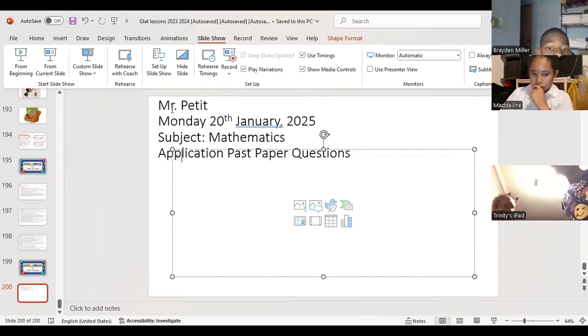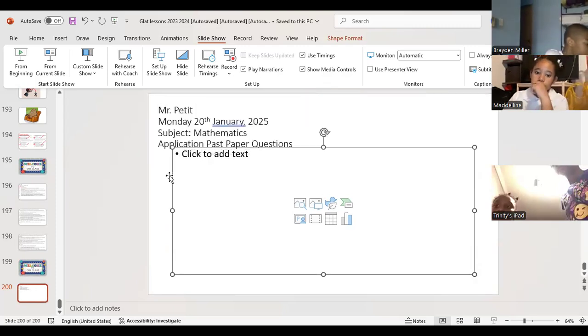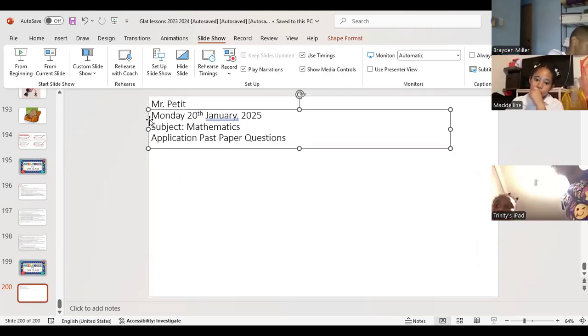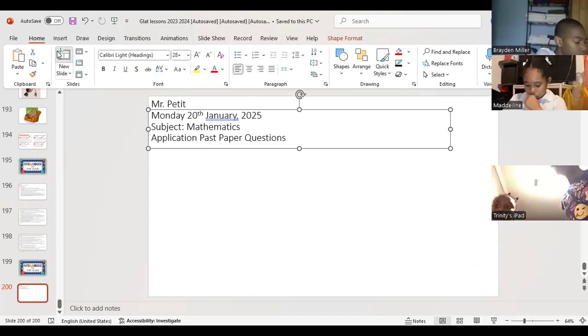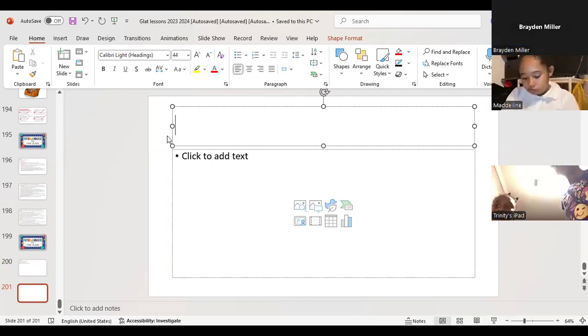All right, so the first thing that we're going to do today is we're going to need a ruler. You're going to need a ruler and a pencil to draw this. If you don't have a ruler, make sure you get a ruler. If you don't have a ruler, use a straight edge. All right, so let's go ahead and draw this. Use the graph.